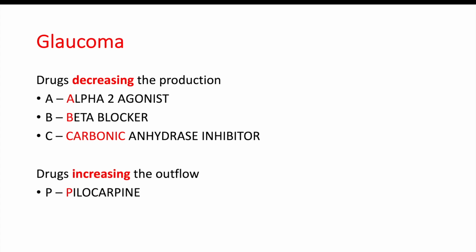Here you have a mnemonic called PAP, or you can remember it as MAP. M stands for miotic, or P for pilocarpine. A stands for adrenergic agonist, and one more P stands for the prostaglandin analogs. So these are the very important drugs you need to remember. This slide is very important from your exam point of view. So next comes the individual drugs. Let us see the individual drugs.